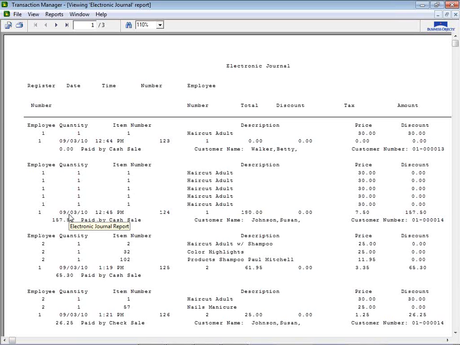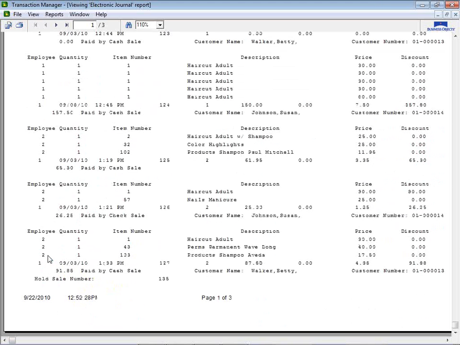You can see, for example, that on September 3rd at 12:45, Susan Johnson bought 5 adult haircuts for $30 each. That totals $150. She paid us $7.50 in taxes for a total of $157.50, which she paid for with cash. And we do support split tendering, by the way, and you'd get additional lines here if we split tendered. So literally everything that happens is recorded and is not changeable.